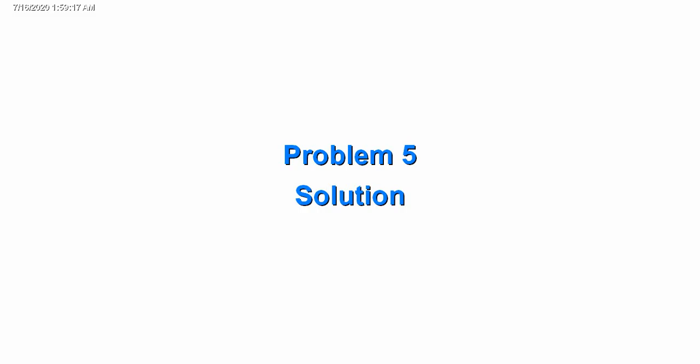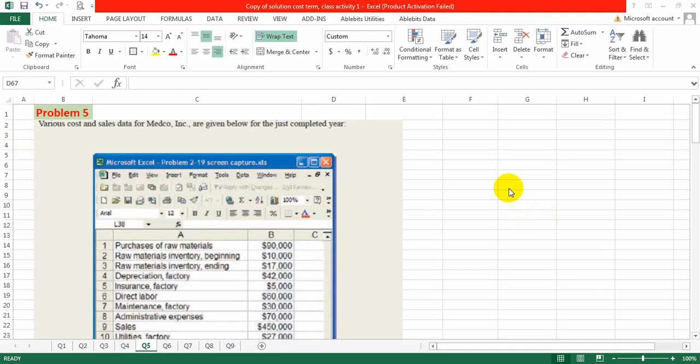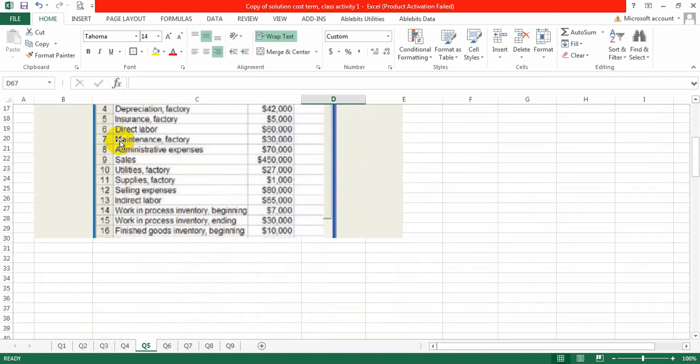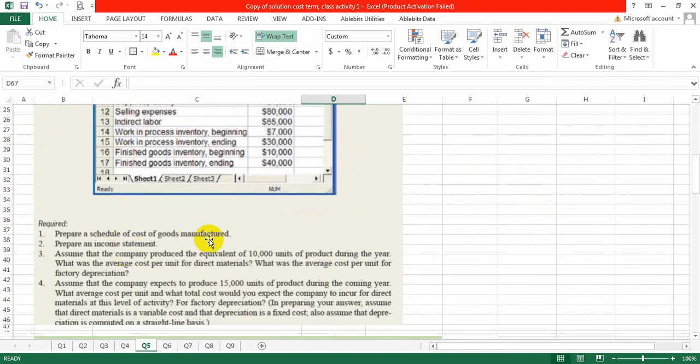Problem number 5. Now we are going to discuss problem number 5. In this question we have to prepare the cost of goods manufactured statement, income statement, per unit cost of direct material, per unit cost of factory depreciation, and in the fourth one we will calculate per unit cost on different units, or different levels, right?